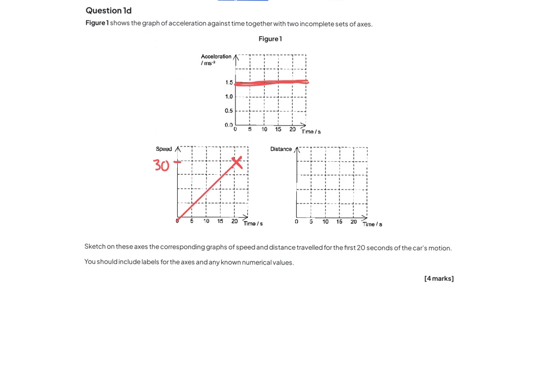For our distance, we've got two bits of data that we worked out. So at 10 seconds, it had gone 75 meters. So we'll make sure that's in meters. And then if we carry on with that axis up here, this one's going to end up being 300 meters. And at 20 seconds, it was 300. So you're just going to draw a smooth curve that goes through 75 meters at 10 seconds and 300 meters at 20 seconds.